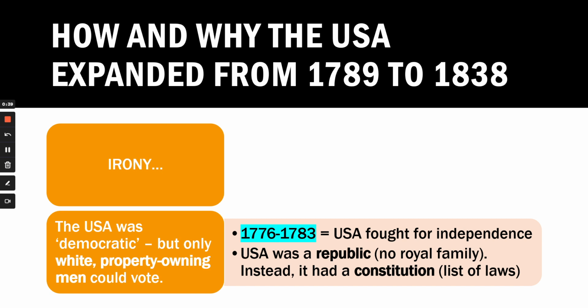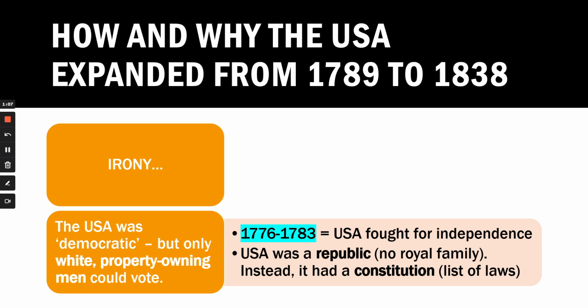So the first thing you need to know about the USA is how and why it expanded from these dates here. The thing about how America expanded was quite ironic because the USA was apparently democratic, which means that everyone should be allowed to vote, but only white property owning men could vote, which meant it wasn't really much of a democracy if not everyone had the right to vote.